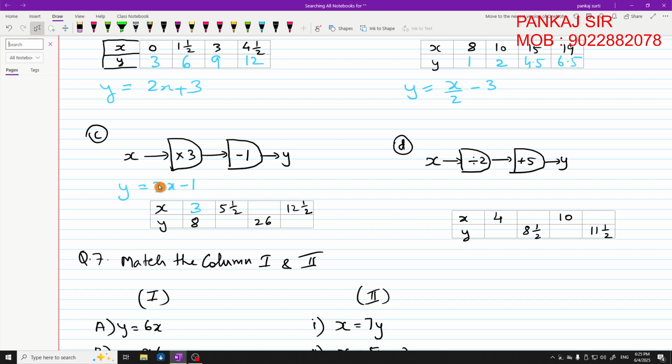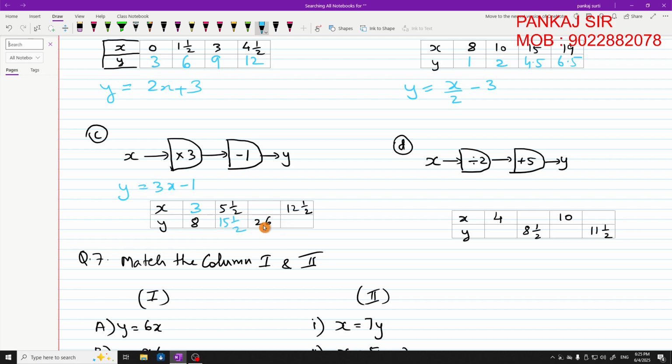5.5 multiplied by 3 is how much? Let us check that. 5.5 multiplied by 3 is 16.5. And 16.5 minus 1 should be 15.5, right? Okay. So here I will write 15.5.